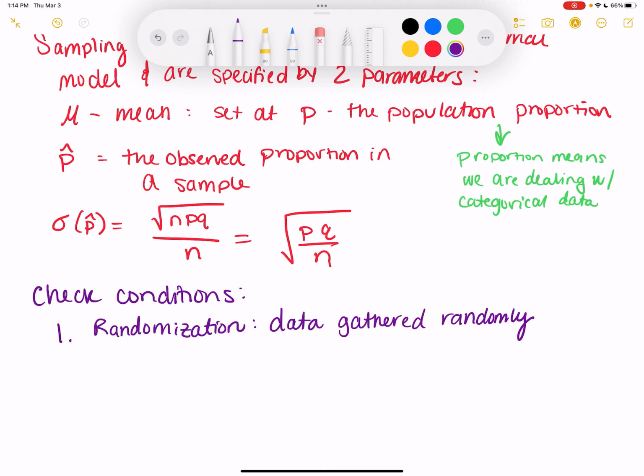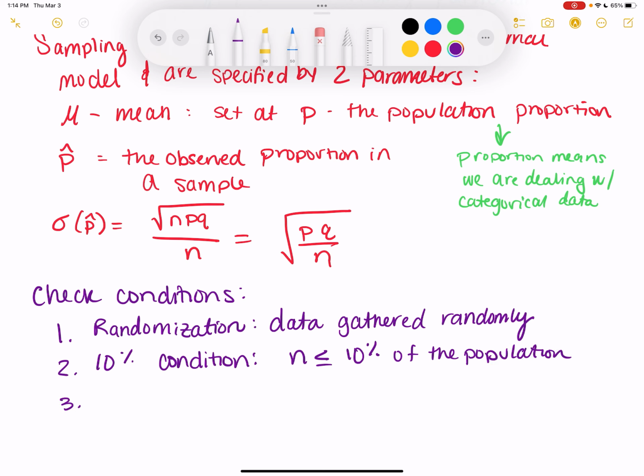All right, so we're checking conditions again. Randomization is data gathered randomly. The 10% condition still applies. I remember that one. N is to be less than or equal to 10% of the population. Third, the success failure condition: at least 10 of each. So N times P has to be greater than or equal to 10, and N times Q has to be greater than or equal to 10.